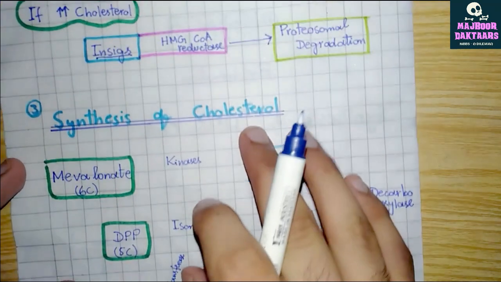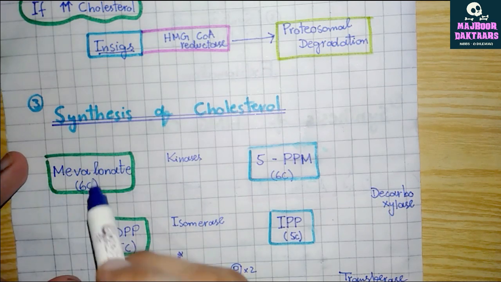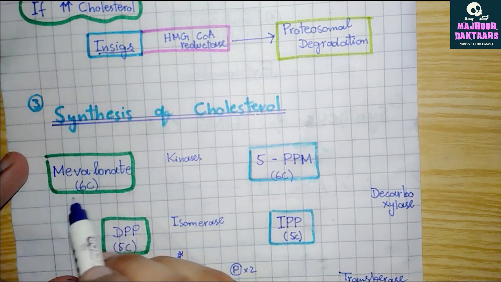Now talking about the synthesis of cholesterol, we have made the first two steps up to mevalonate, which is a 6 carbon compound.